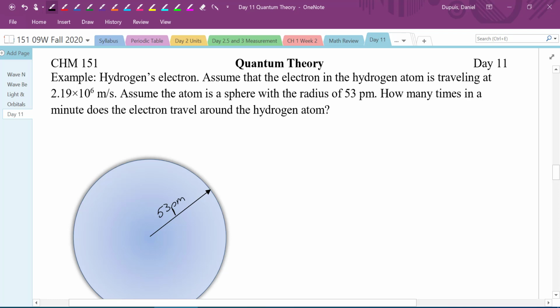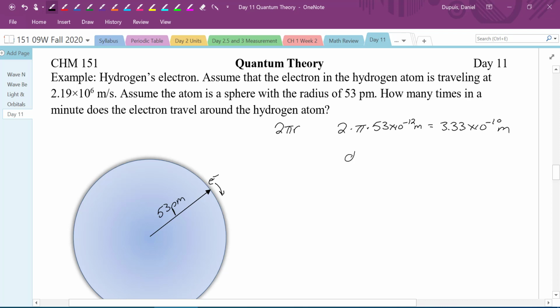So we want to know, first of all, how far is the orbit? So let's say the electron's here, and it's going to go all the way around. Well, the circumference of the circle is pi d, or 2 pi r, right? 2 pi r. So 2 pi r would be 2 times pi times 53 times 10 to the negative 12 meters. All right? So 2 times pi times 53 times 10 to the minus 12 happens to be 3.33 times 10 to the negative 10th meters. That's the distance the electron would go.